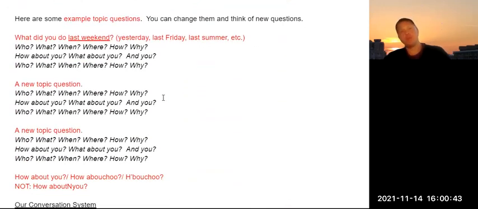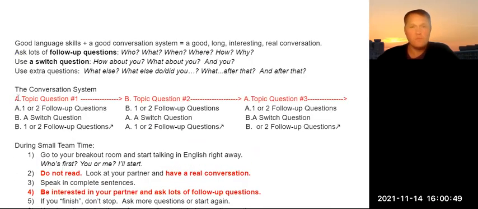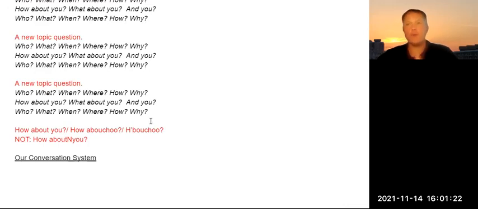And now let's move to the conversation part. Again, these are just example questions using the system. One person will ask a topic question and then ask follow-up questions: who, what, when, where, how, and why, based on the answer that the other person gives them. And then you can switch. The second person will ask, how about you, or and you, and some follow-up questions. And then the second person can start a new topic question, et cetera, just to have a nice flow of the conversation.